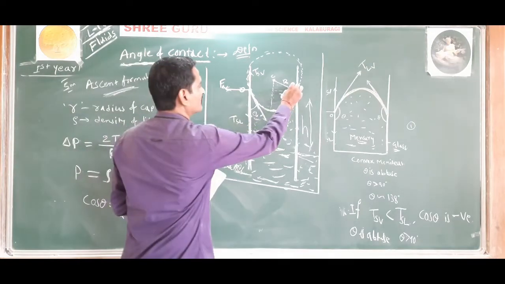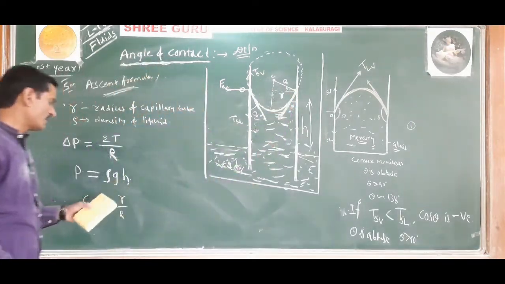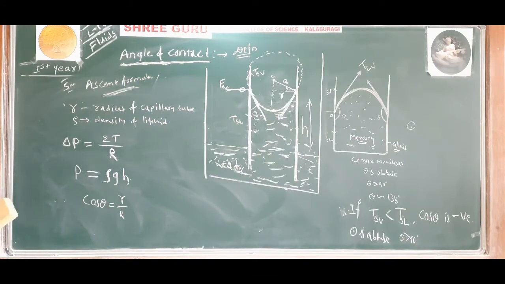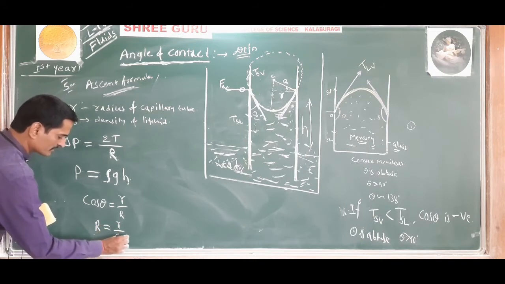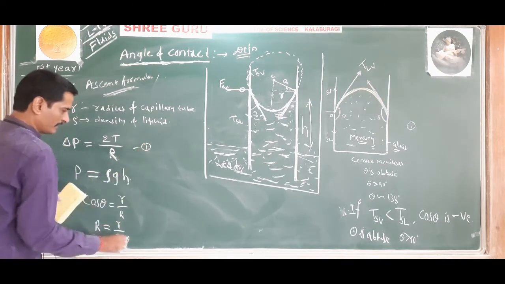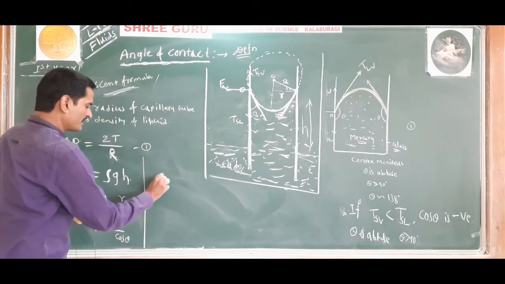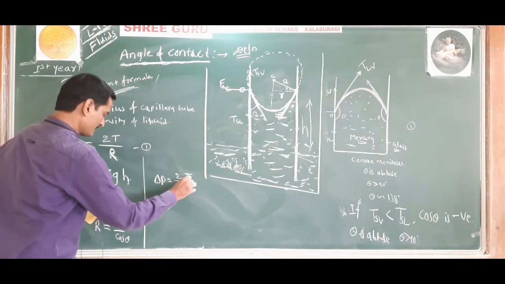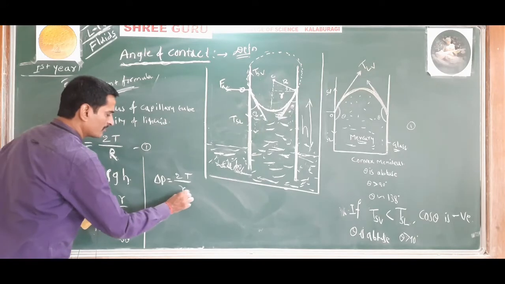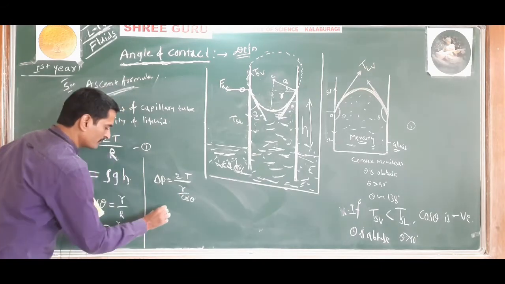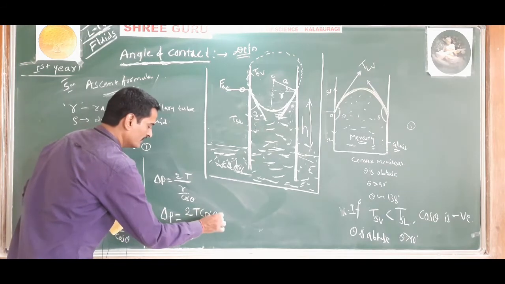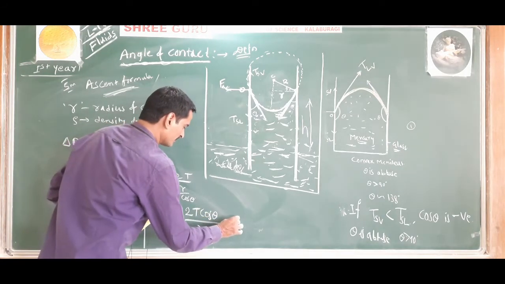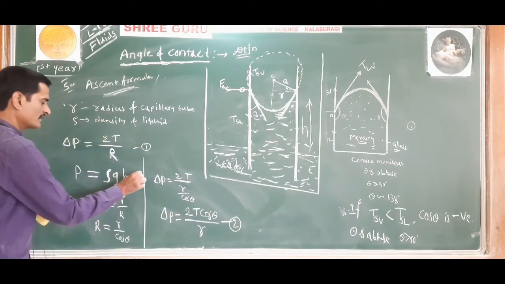This theta will also be the same. So cos theta is equal to small r divided by capital R. Therefore capital R is equal to small r divided by cos theta. So equation 1 becomes delta P is equal to 2T divided by capital R, where capital R is small r divided by cos theta. So it will become delta P is equal to 2T cos theta divided by small r. Call this equation number 2 and this is equation number 3.